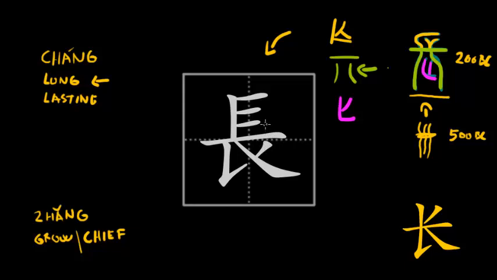Now, what do I mean by formatting? As you can see, these two characters, the seal script version of the character and the traditional version of the character, not only do they differ in the number of strokes, they also differ in the type and the shape and the style of the strokes that are used in them. So when this character for chang, for long, was created, they only could use the stroke types available for traditional characters.